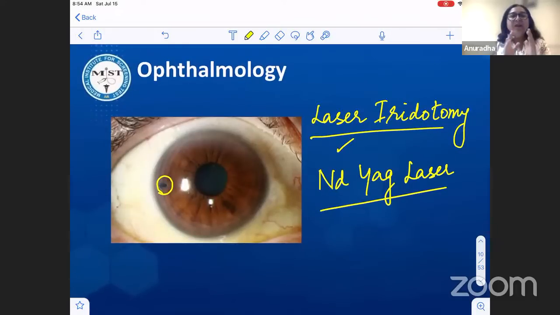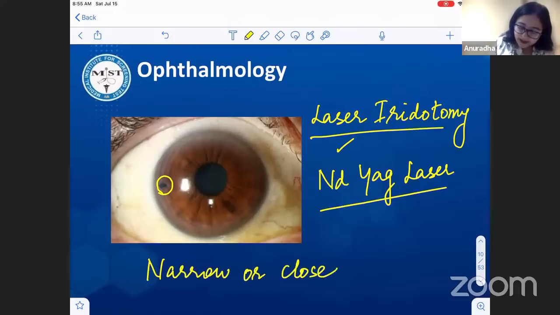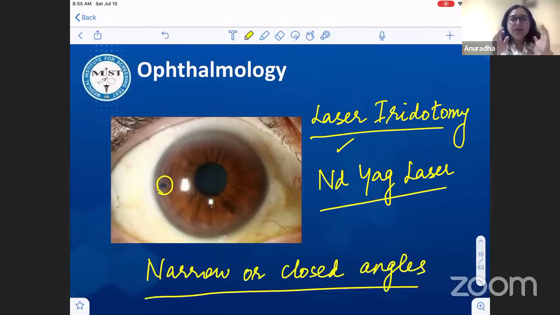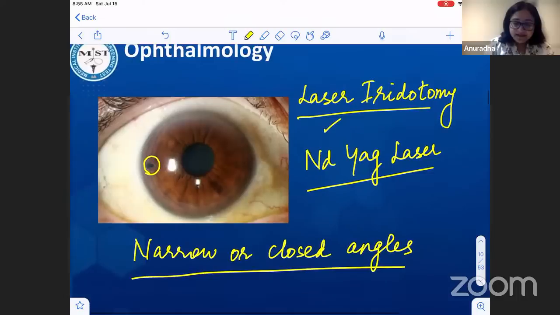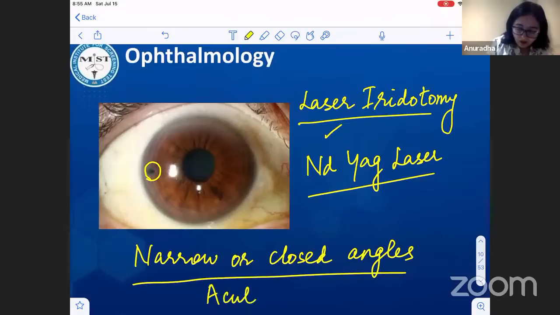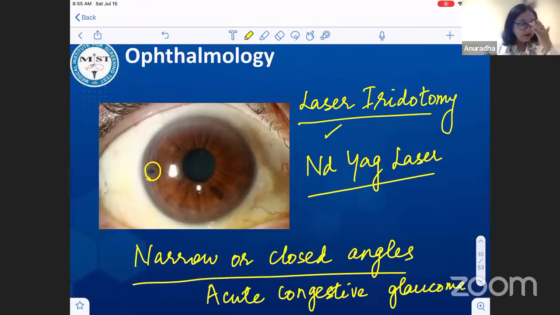Now, can you tell me what is the risk factor for acute congestive glaucoma? Narrow or closed angles. If a person has an anterior chamber angle which is narrow or closed, these are the people who are at risk of acute congestive glaucoma. Agree, beta? Because if the angles are narrow, then there is a chance of pupil block. Narrow angles is an anatomical feature. Both eyes will have similar kinds of angles. So a person who develops acute congestive glaucoma will usually have narrow or closed angles in both eyes. So both eyes of a patient are at risk.